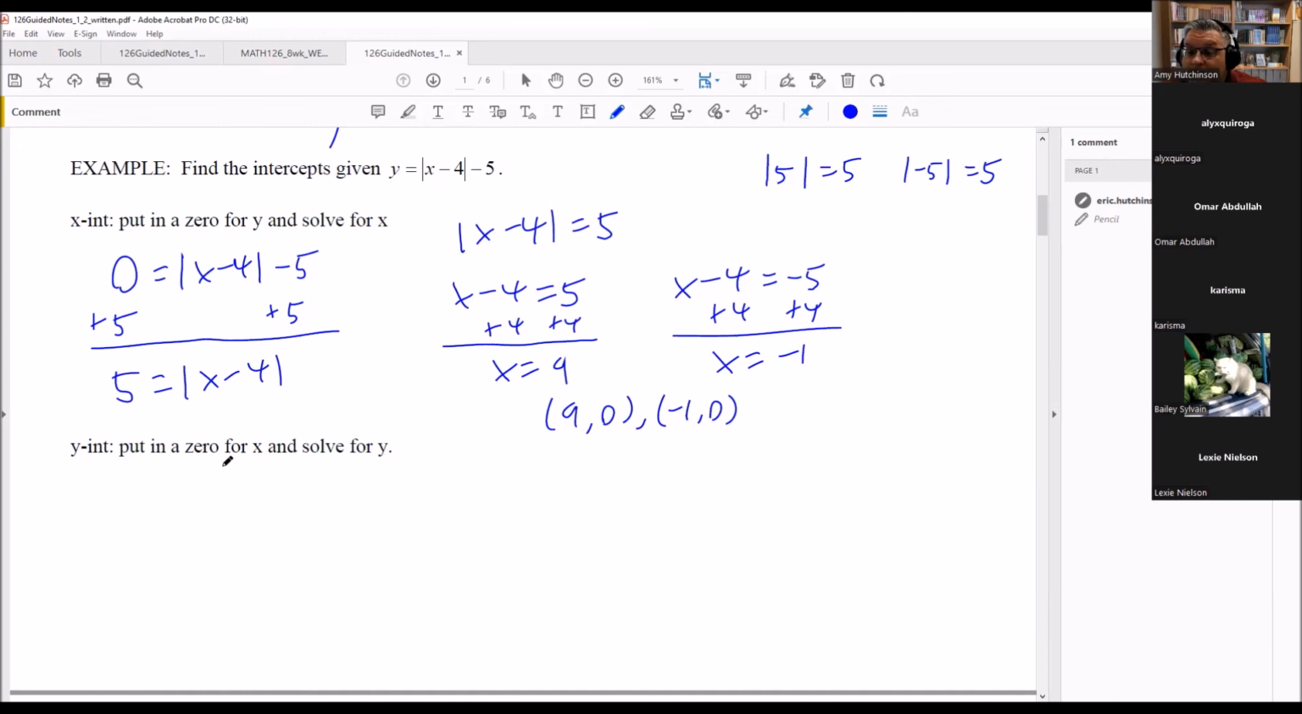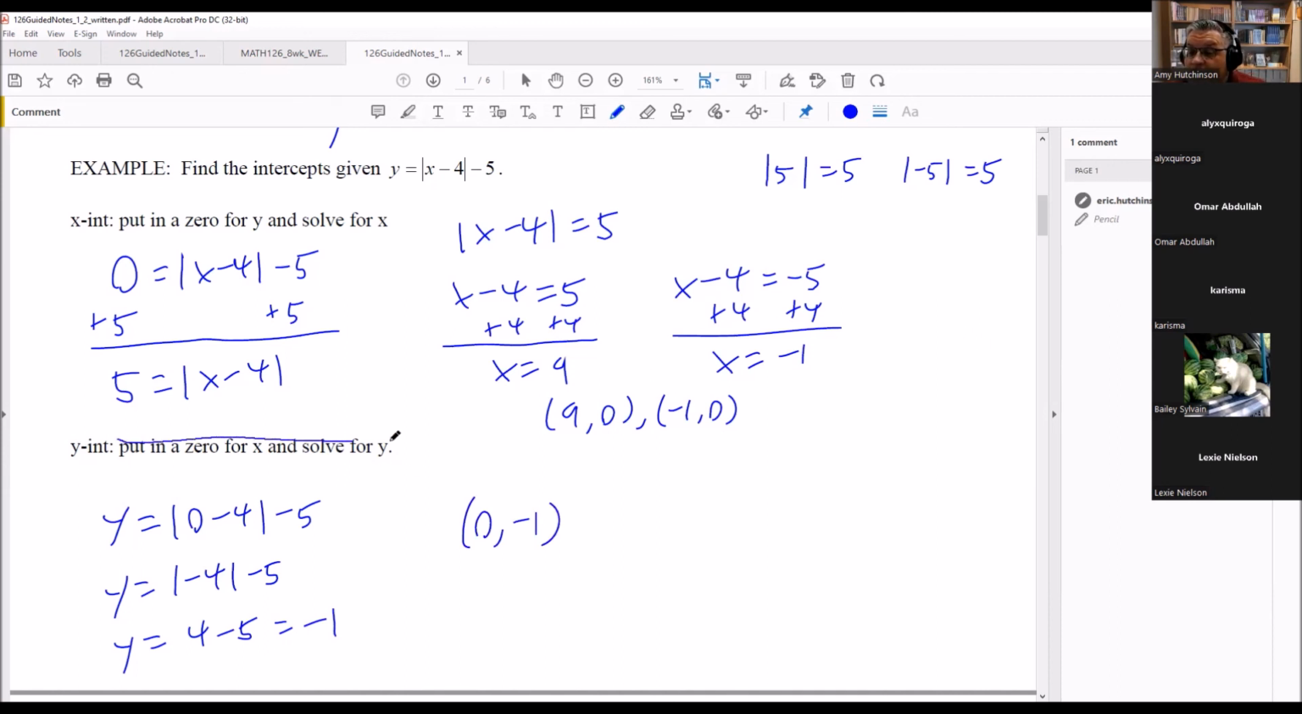Okay. Next, for the y-intercept, put a 0 in for x and solve for y. That's the instructions, so let's follow that. We're going to do y equals absolute value of 0 minus 4, minus 5, like that. Let's simplify this. Absolute value of -4 minus 5. Absolute value of -4 is +4, but I still have a -5 on the outside. 4 minus 5 is equal to -1, which means in coordinate form, a 0 went in there for x, and I have -1 for y. And so that would be the answer.